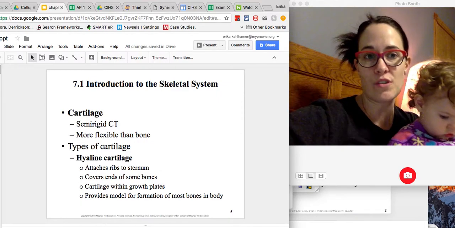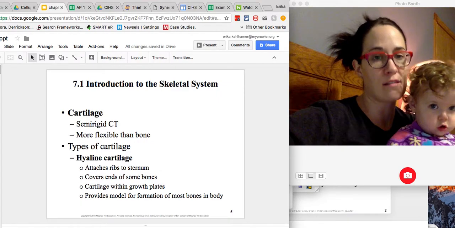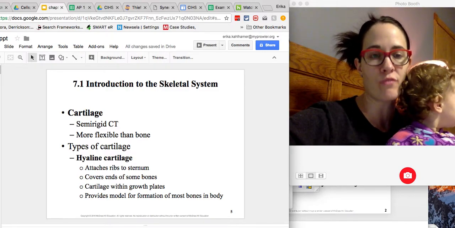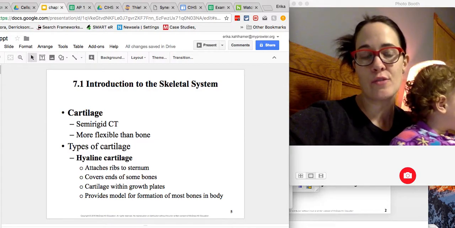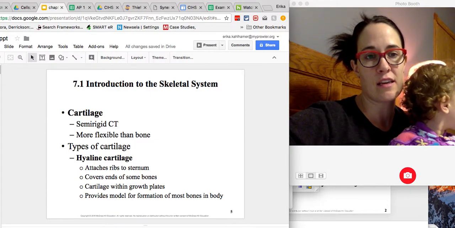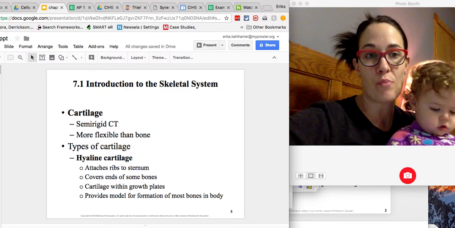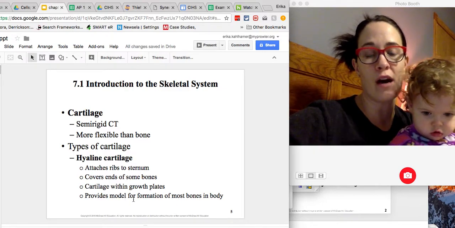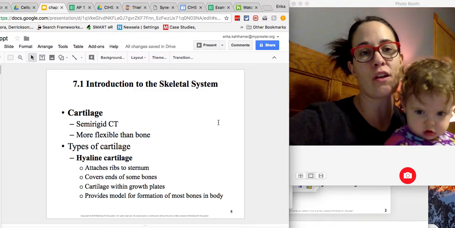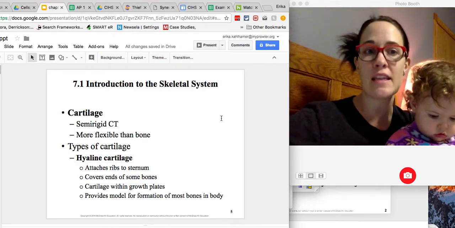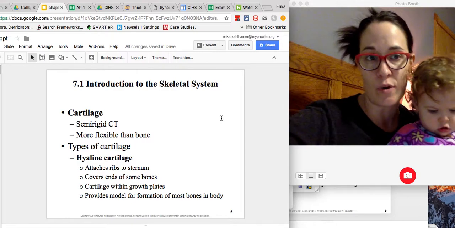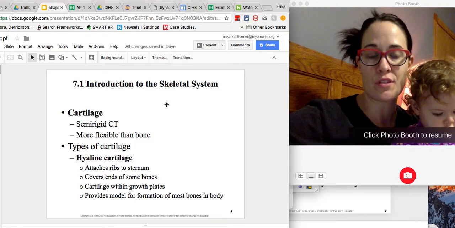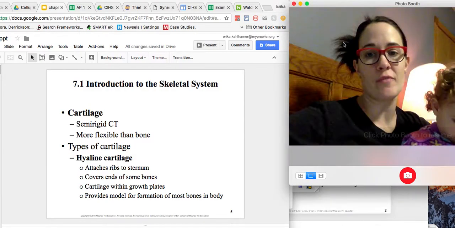Cartilage, which is another large component, is a semi-rigid connective tissue, so it has some flexibility to it, more flexible than bone. And there's two different types that we're going to see in bone tissue. Hyaline cartilage. This is what provided the model for most of the bones in the body. They started off as hyaline cartilage, and they developed into hardened bones, calcified bone. We also see it attaching the ribs to the sternum. That's made up of hyaline cartilage.